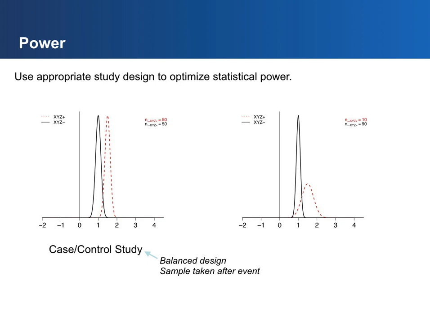Now, the drawback is that your sample is taken after the event occurs. So there are a lot of questions you can't really ask in a case control study because it's difficult to measure those things after the event occurred. In a cohort study, where we sample them and then see what happens, we do need a bigger sample size because those disease outcomes might be less frequent in the population.